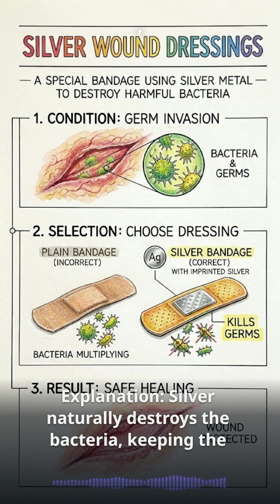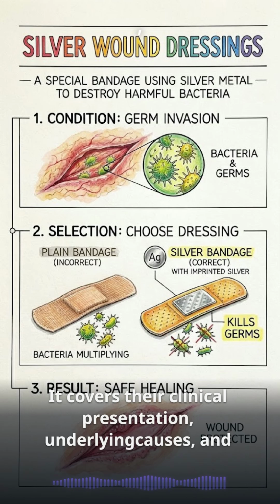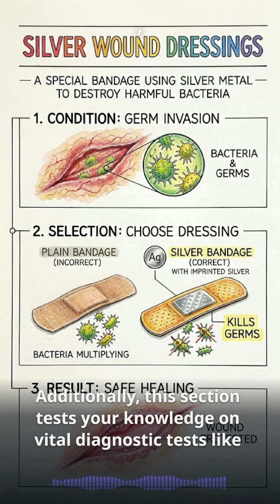This section focuses heavily on lower extremity wounds, specifically differentiating between arterial and venous ulcers. It covers their clinical presentation, underlying causes, and appropriate interventions, such as when to use or avoid compression therapy. Additionally, this section tests your knowledge on vital diagnostic tests like the ankle brachial index, ABI, identifying clinical signs of wound infection, proper wound swab culture techniques, and the safe application of specialized topical treatments like medical honey.